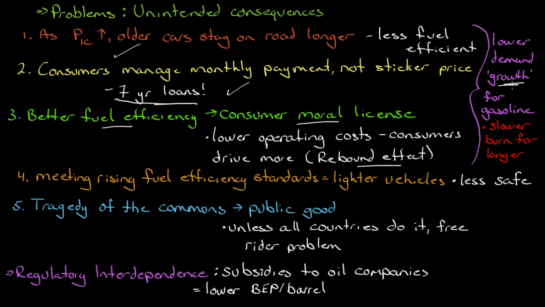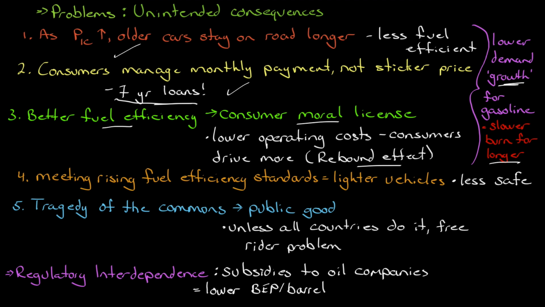So you don't end up actually reducing the macro amount of emissions. You may introduce it at a micro level. Per car, the emissions are lower, but overall, they're going to continue to climb. You will get a slower burn for longer. Because the growth is slower, you'll just burn gasoline for a longer period of time. So you're not really going to accelerate very much in that case.